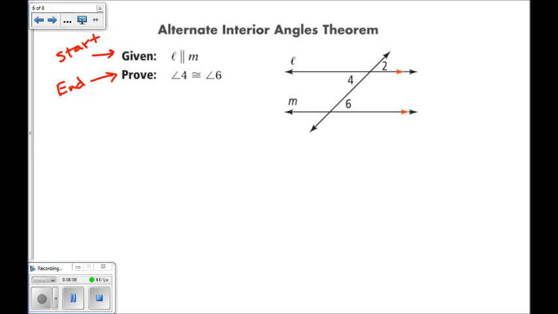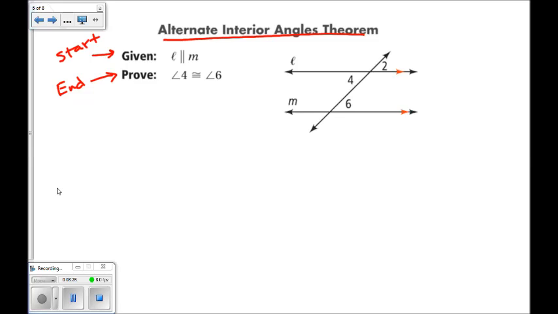Now, I know you want to say it's because of the alternate interior angles theorem, and that's true, but the problem is that that's what we're proving right now, so we can't use that in our proof. The one that we can use is the corresponding angles postulate, so make sure that we use that one in our proof.